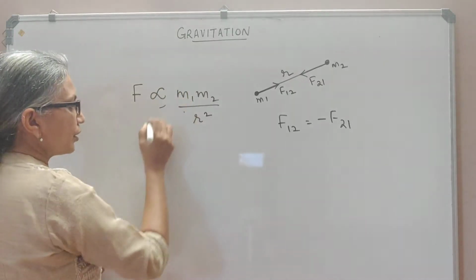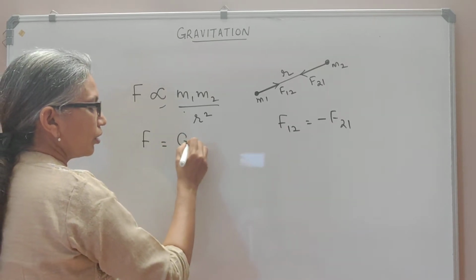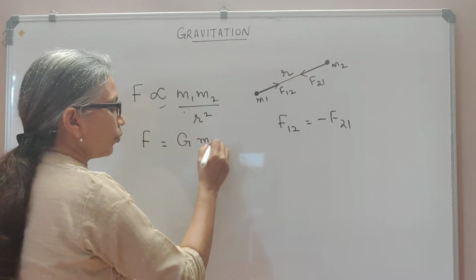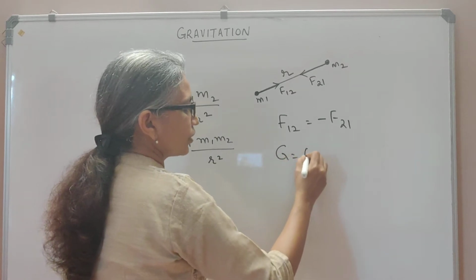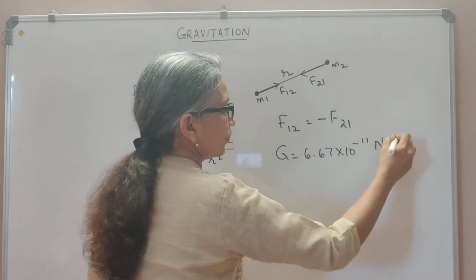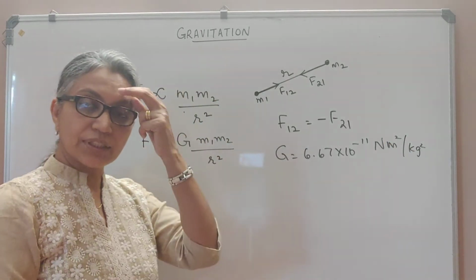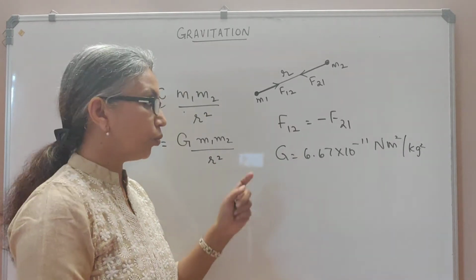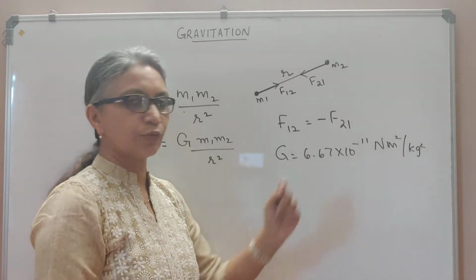Now, this proportionality constant, you may replace it with equality. The constant is called the gravitational constant, G, so F = G m1 m2 / r², where the value of G was determined to be 6.67 × 10^-11 newton meter squared per kilogram squared. The value of G was experimentally determined by Sir Henry Cavendish, a century later, in the 18th century.